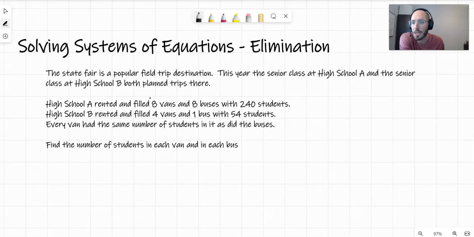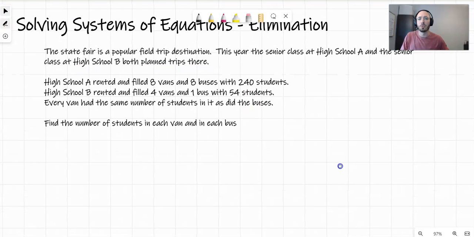trips there. High school A rented and filled 8 vans and 8 buses with 240 students. High School B rented and filled 4 vans and 1 bus with 54 students. Every van had the same number of students in it as did the buses. So we want to find the number of students in each van and each bus. So how many students can the vans and the buses hold respectively?